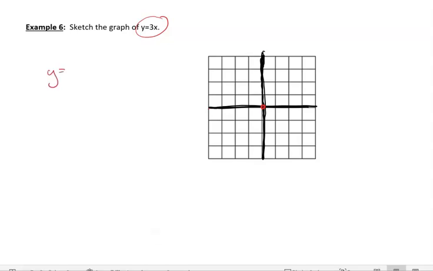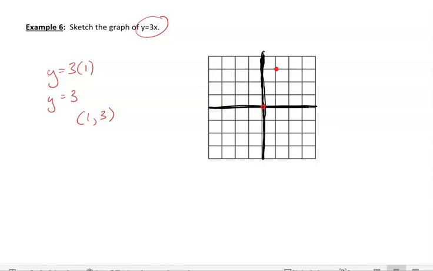So let me say that x is going to be 1. When x is 1, because I just chose a number, then y is going to be equal to 3 times 1. Then that's 3. So one of our coordinates is going to be x being 1. In that case, y is 3. X is 1, y is 3. So you're up there.